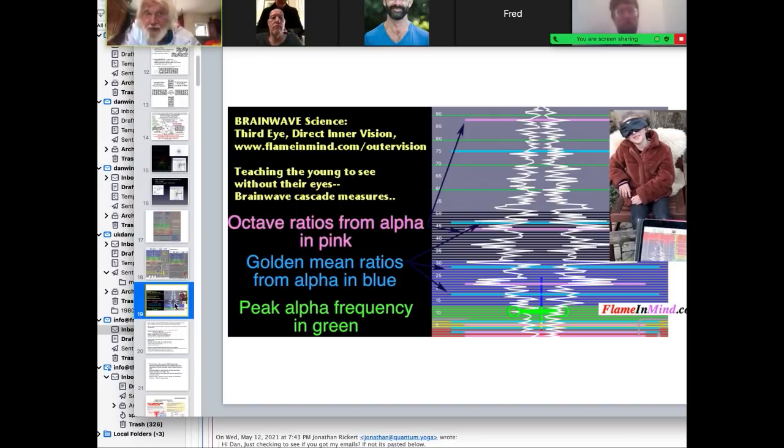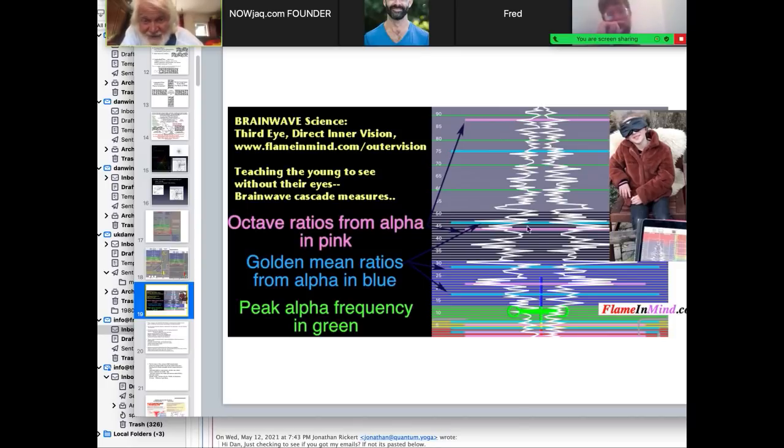flameinmind.com/outervision, here, the hero of our Seeing Without the Eyes work, when she goes into a form of trance, super relaxation, you see this is her alpha in green, and then in blue here, you have the golden ratio brainwave harmonics leading up to gamma at the top, and in pink, you have the octave harmonics. So we have a cascade of both golden ratio and octave harmonics all the way from alpha all the way to gamma, 40 hertz, 80 hertz, and higher.